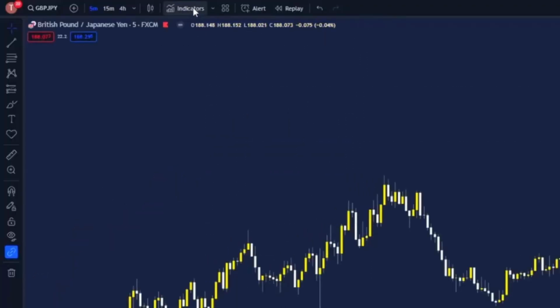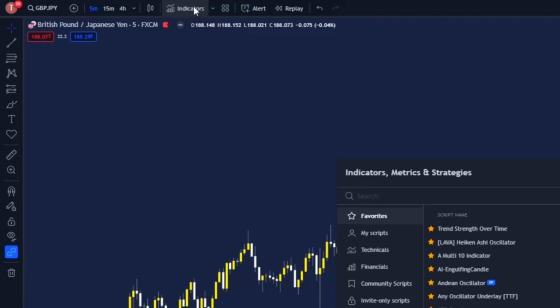Click the indicator tab at the top, and just before we add this indicator to the chart, let me show you why Flux Charts is the best in the business.